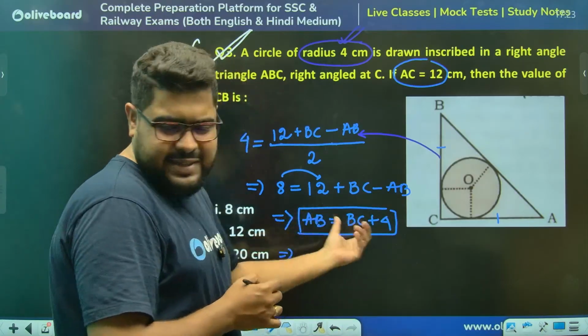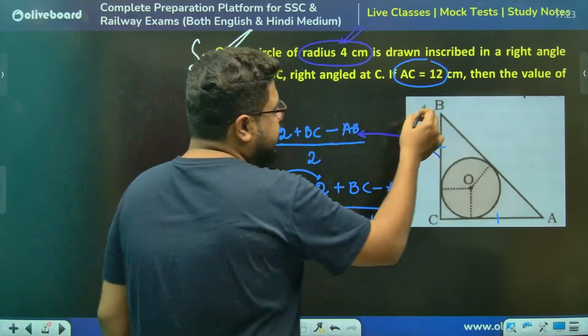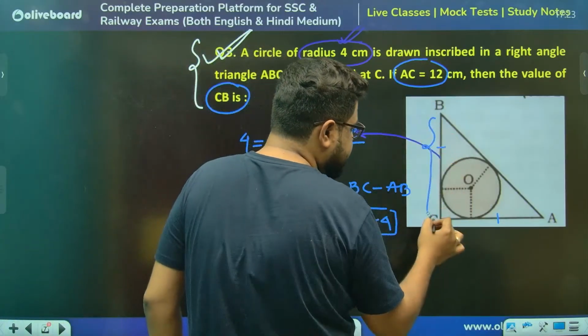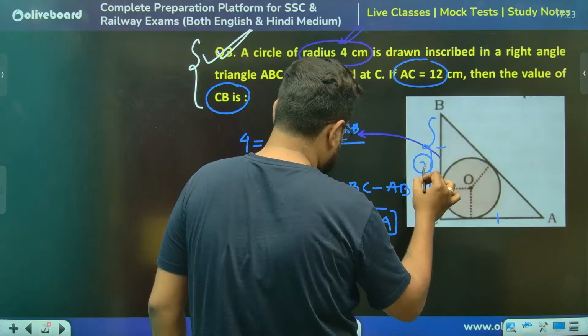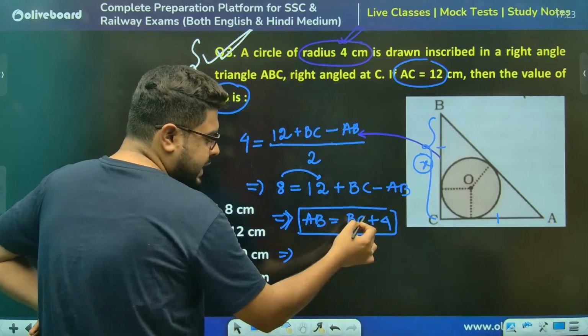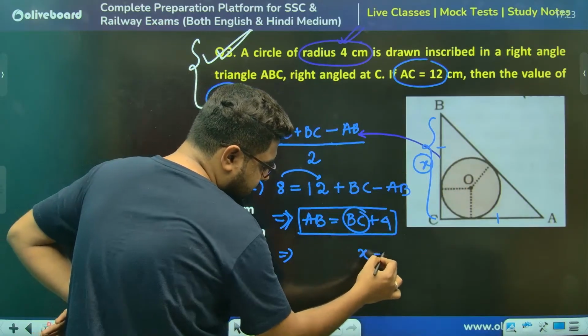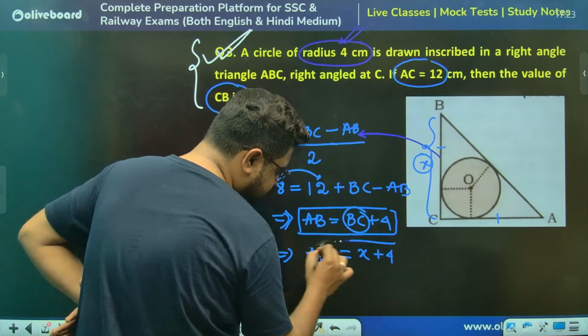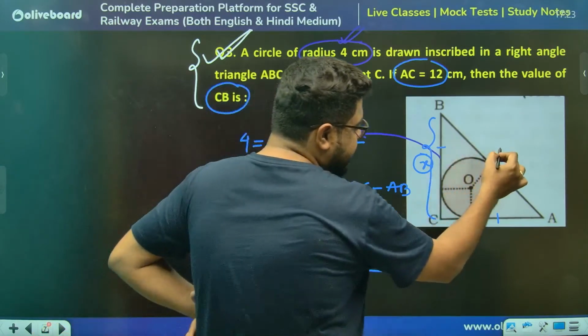Let us do one thing. BC looks bad, so I'm taking BC only, they are asking CB or BC, whatever. So I'm taking this as X. So if I take this as X, then AB becomes X plus 4. Meaning this is X plus 4, sir.